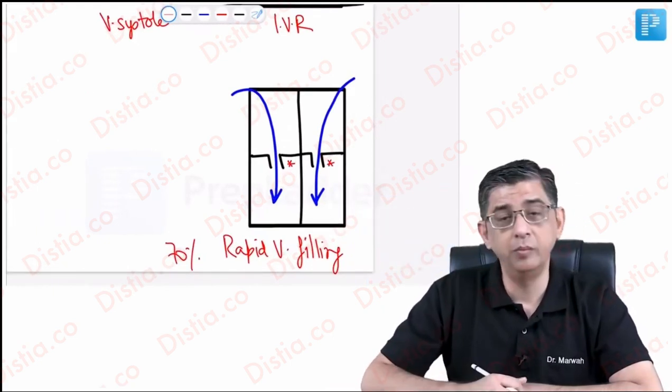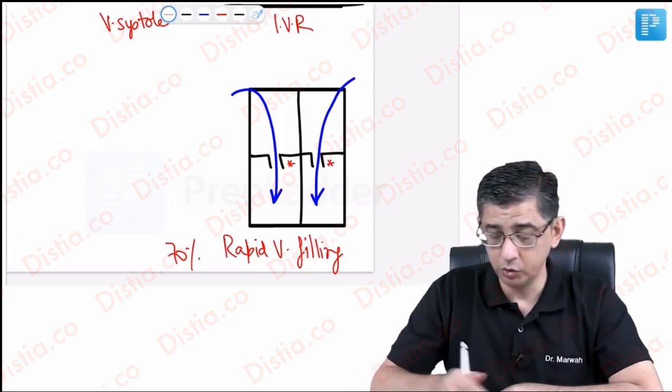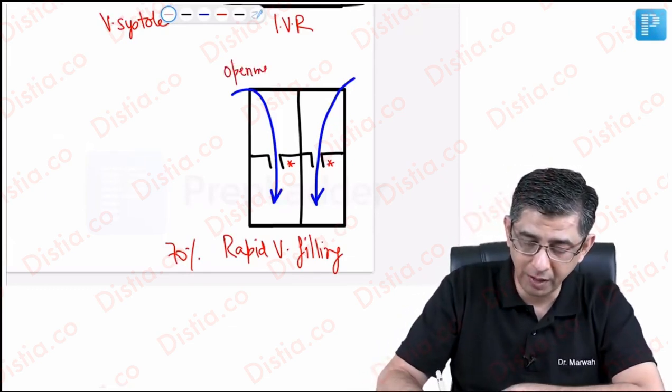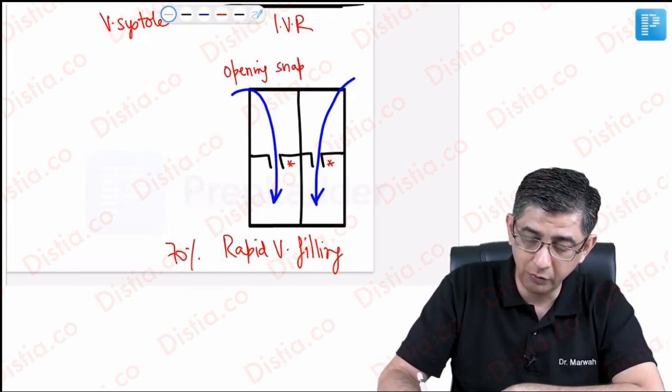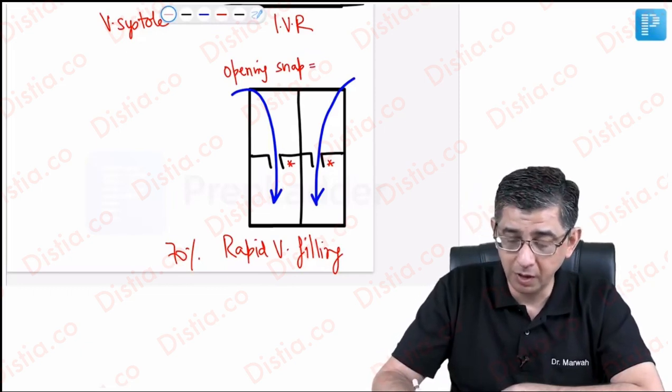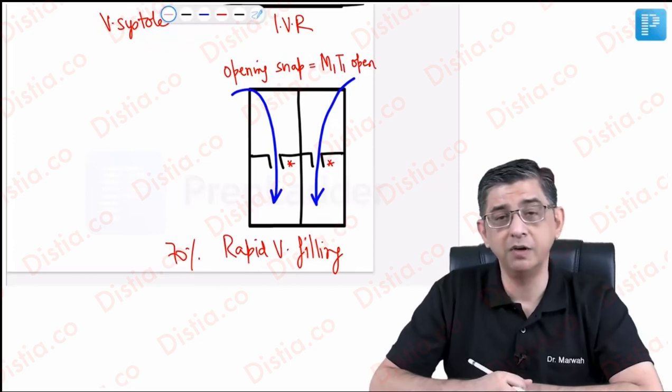The valves which are opening at the moment are the mitral and the tricuspid valves. So the opening of both of these valves is what is referred to as an opening snap. A loud opening snap is obviously what you can hear with the stethoscope. That would be a mitral stenosis patient. But opening snap anyway is a normal physiological event, and it's characterized by mitral and tricuspid valve opening.